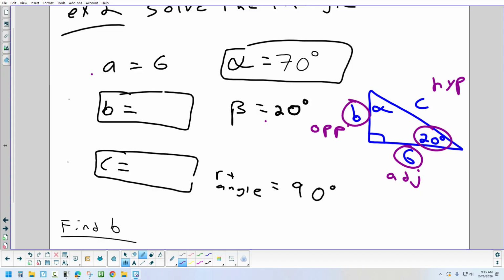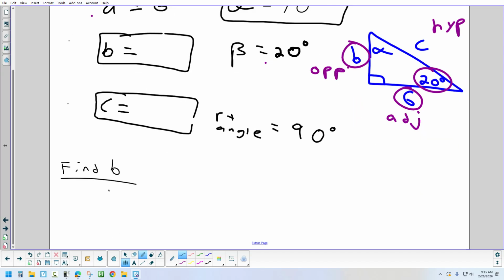Okay, so what are the two sides that we're going to use right now? Adjacent. Opposite. Yep, we're using the opposite and the adjacent. And what trig function has those two? Tangent. So tangent, angle, fraction. What's the angle that we're going to fill in to tangent? 20 degrees. And the definition of tangent is opposite over adjacent. So what's going to go in that fraction? B over 6. And how do we get B by itself? Multiply by 6. Both sides. Multiply both sides by 6.